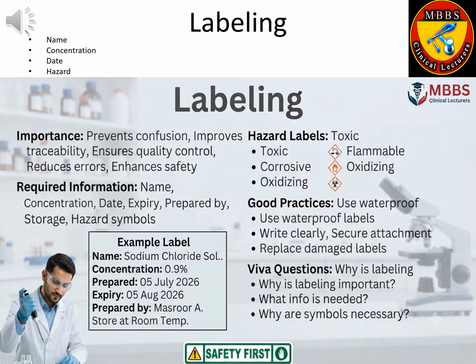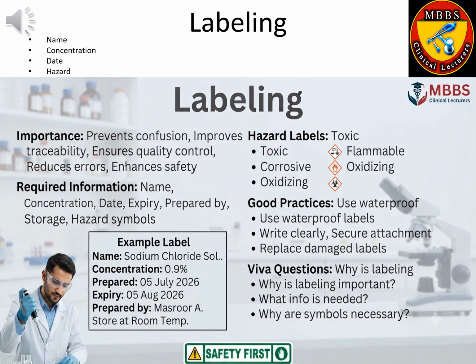Information on a laboratory label: name of solution, concentration, date of preparation, expiry date, prepared by, storage conditions, hazard symbols if applicable. Example label: name, sodium chloride solution, concentration 0.9%, prepared July 5, 2026, expiry August 5, 2026. Prepared by Masroor Ahmed. Store at room temperature.